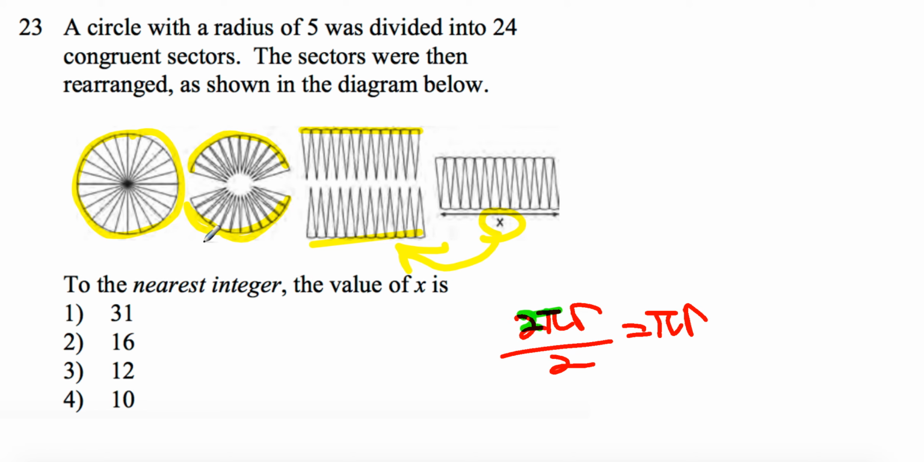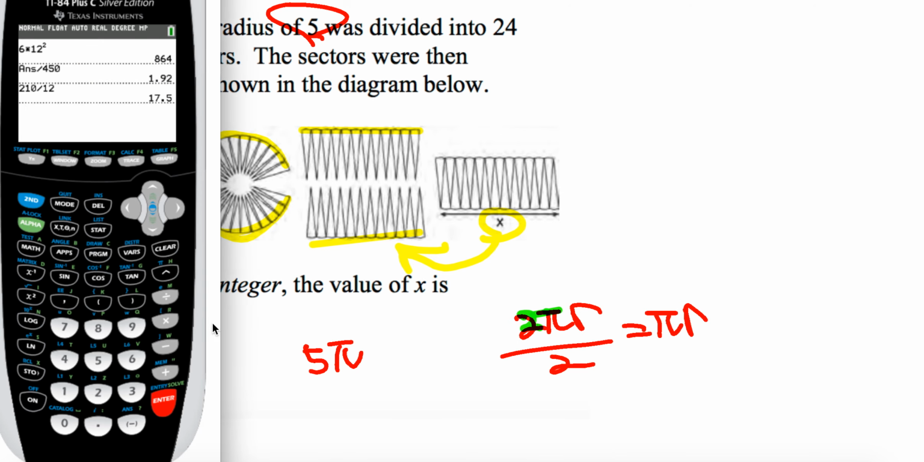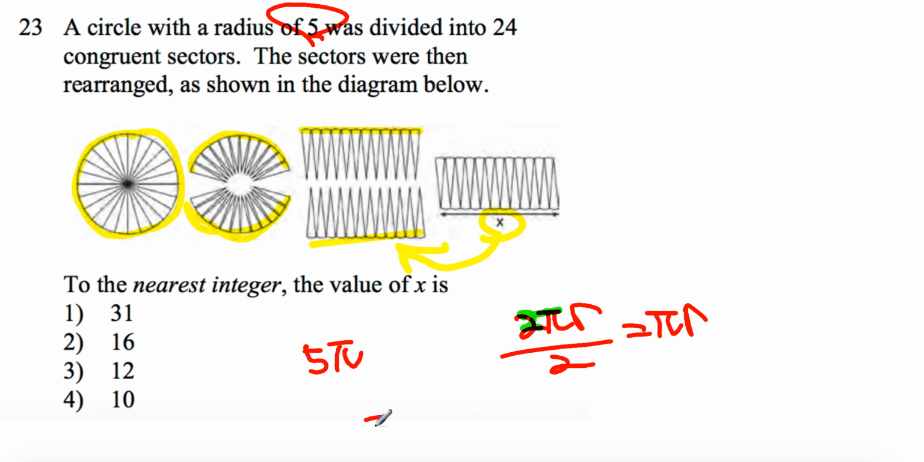Pi, we know r is equal to, they said 5. Then we get 5 pi is what we're looking for. So what is 5 pi? 15.7. About 16 becomes the answer. All right, let's look at number 24.